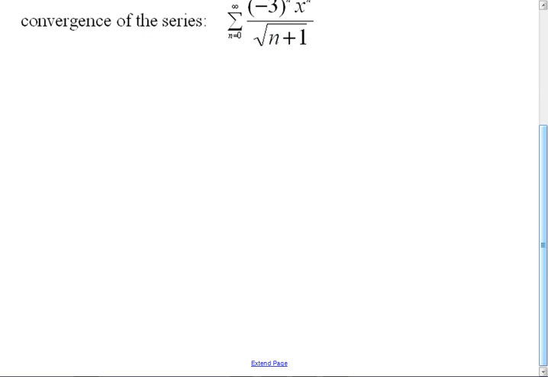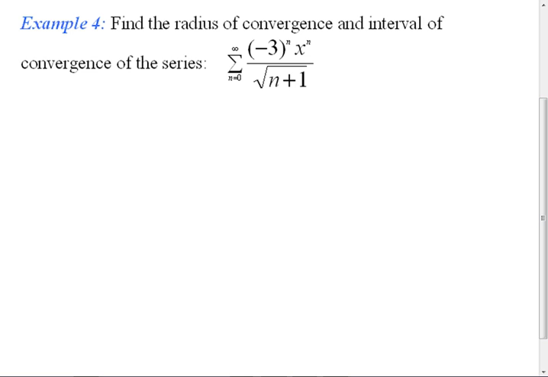Somebody want to come up and try it? Anybody brave? Oh, that's not what I want to do. Okay, so I should see everybody trying this problem. Except for David, who's sleeping.